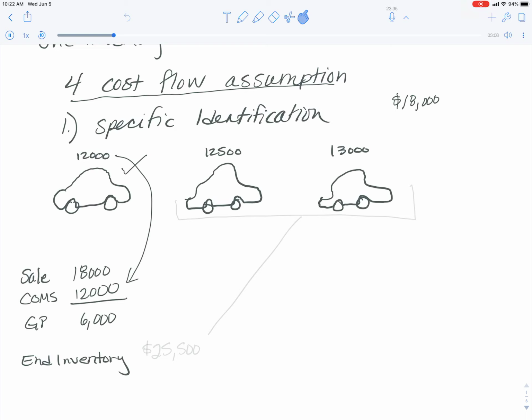Now what's our ending inventory balance? Well, there are 2 cars left, and together they come up to a balance of $25,500. So our ending inventory is $25,500. This is what we would do at the end of the month. We would attach the exact cost of the car we sold to the sales price, and the other 2 remaining are our ending inventory.